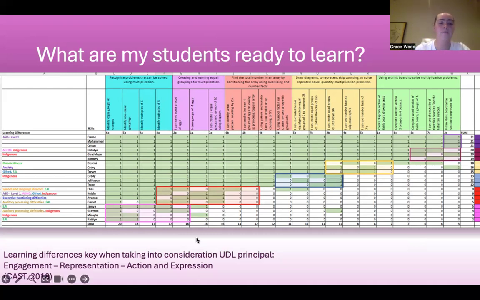In terms of the UDL principles, for each moderation group, the pink group has EAL, auditory processing, and Indigenous students, and I'll be using different engagement strategies for them in comparison to the dark purple group. Compared to the dark purple group, where I'll be using a lot more worded problems, for the pink group and also the red group I'll be using a lot more visuals.